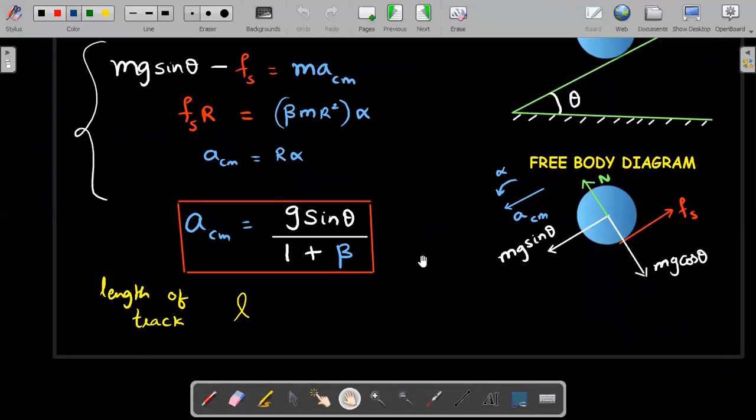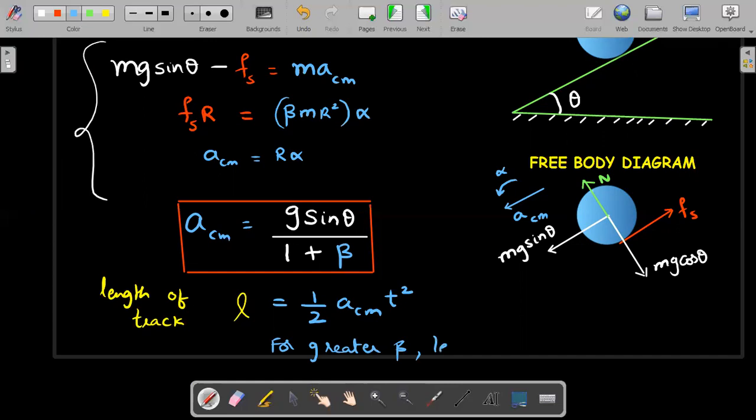So if the length of the track is the same and a_cm is found out, we all know that the value of this length in terms of time would be half a_cm into the t square, right? So the time duration therefore would be inversely related to the value of a_cm. So since the length is the same, for greater beta we have lesser a_cm, and therefore we have more time taken.